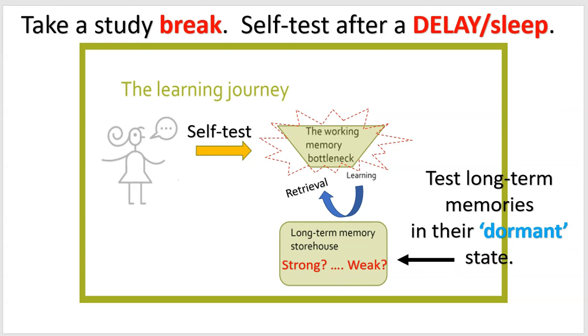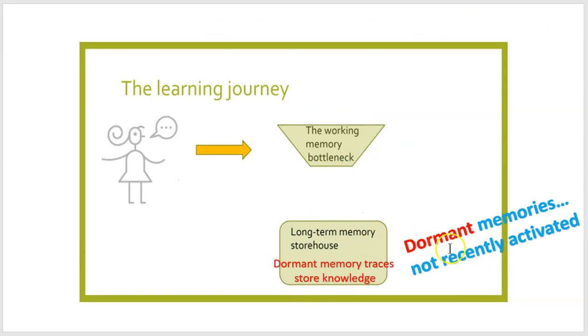So another way of saying this is that to find out whether we have information well stored in our long-term system, we have to test our long-term memory in the dormant state. And by dormant, we mean that the memories have not been recently activated. In fact, by far the vast majority of our knowledge exists in dormant memory traces. These are just patterns of strengthened synapses that represent the learned information, but we're not retrieving all this information all the time. But it's there, it's stored.